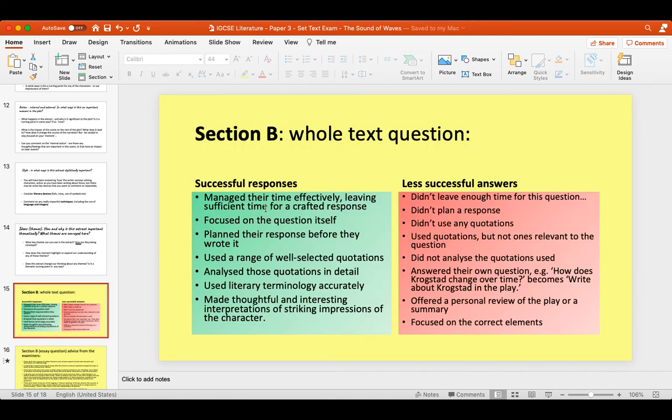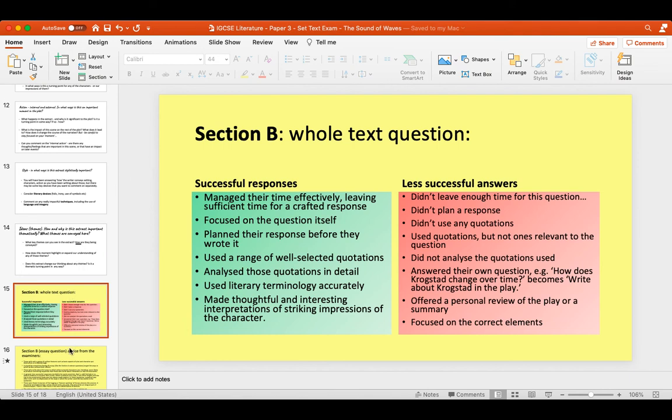You need to make sure those 3 points really cover that question. So, just looking at this here very quickly, we can see some of the pitfalls that students fall into with section B. They don't leave enough time for the question. They don't plan it. They don't use many quotations. They don't use relevant quotations. They don't analyze them. They don't answer the question. They don't offer a personal view. And they don't focus on elements that are relevant to the question.